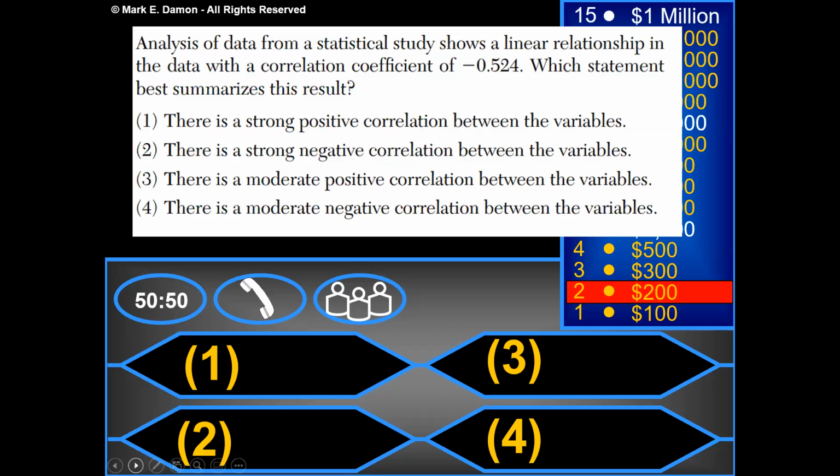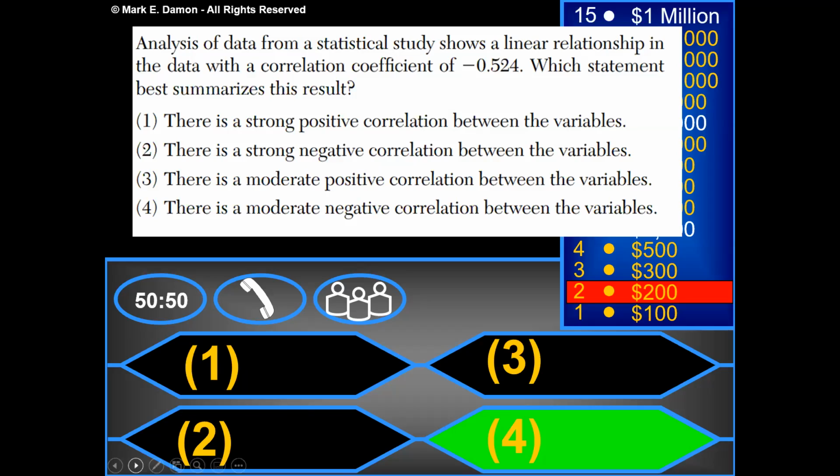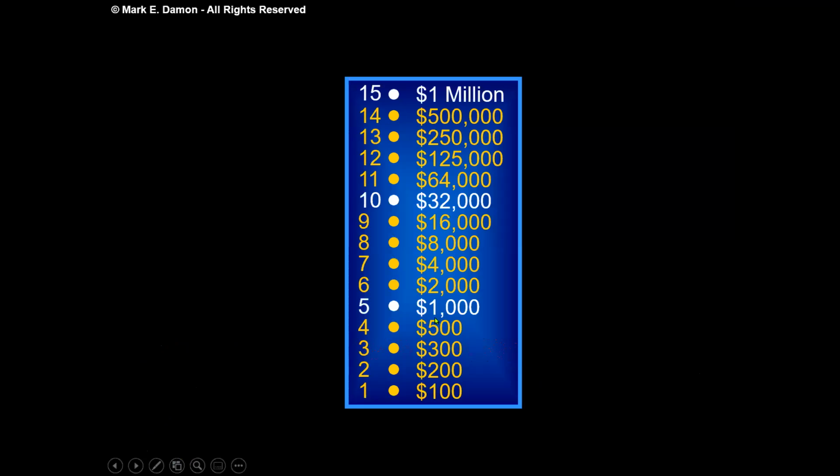So here we go. The correct answer is 4. Congratulations, congratulations. Only one student missed that. And you have to be closer to 1, right? So 0.524 is not very close to 1. So for the student that got that one wrong, that is the reason why. All right, next question. This one is worth $300. $300. Good luck. Here we go.